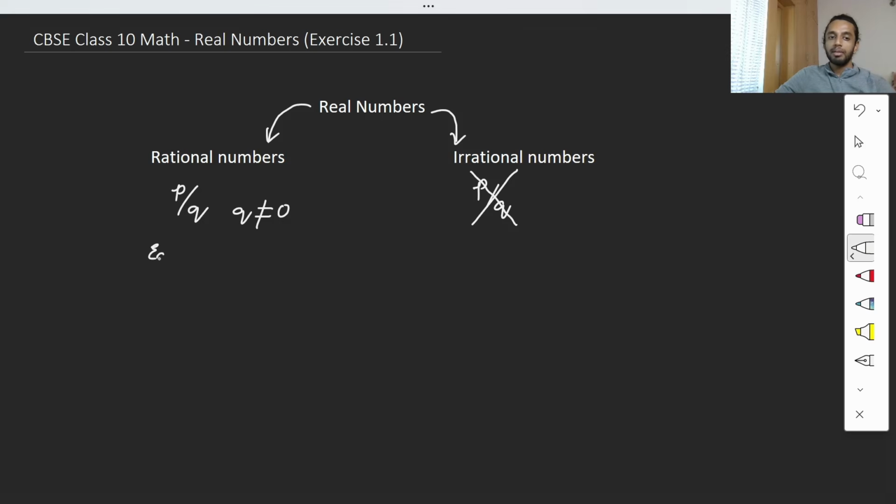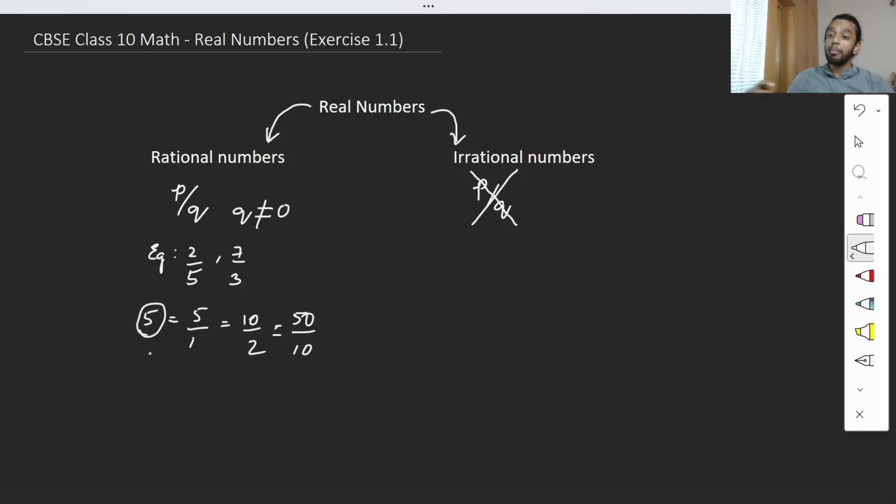For example, if you take 2 by 5 or 7 by 3, these numbers have a numerator which is p and a denominator which is q. The denominator is not equal to 0, so we call them rational numbers. But how about numbers like 5? They are also rational because they can be written as 5 by 1 or even 10 by 2 or 50 by 10. Even such numbers will yield the value 5.